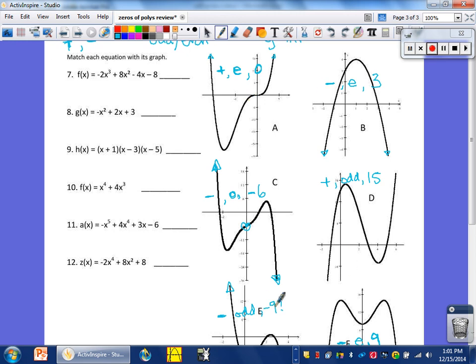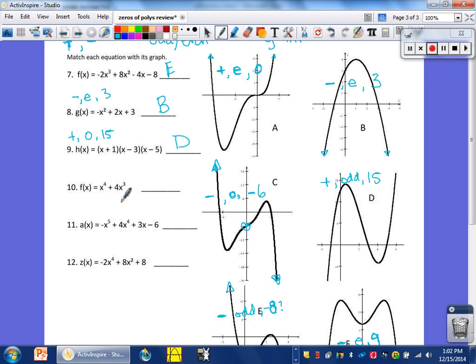So, oh, down here. So my -9 must have been incorrect. We'll call this one E. This is a negative even that crosses at 3. Well, that matches up with B. This is a positive odd that crosses at 15. 1 times -3 times -5 is 15. x times x times x is x cubed, which is why I know it's odd. Positive odd crosses at 15.